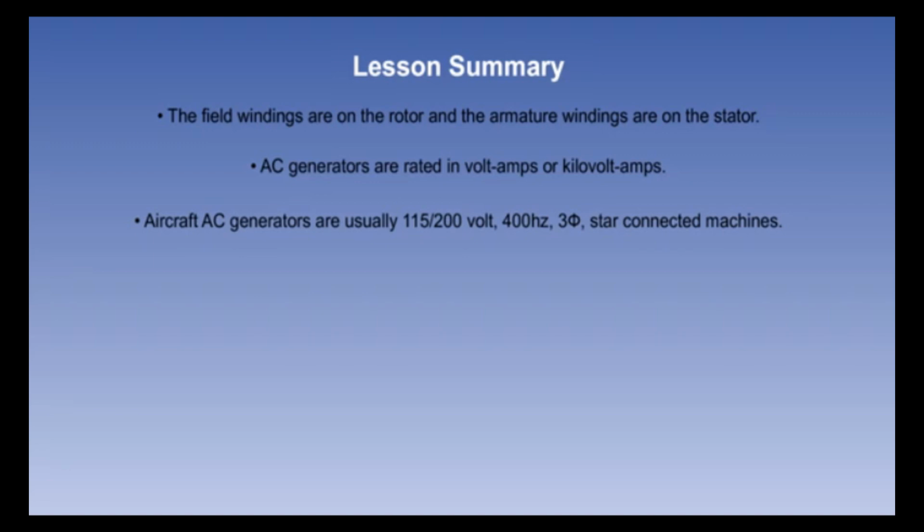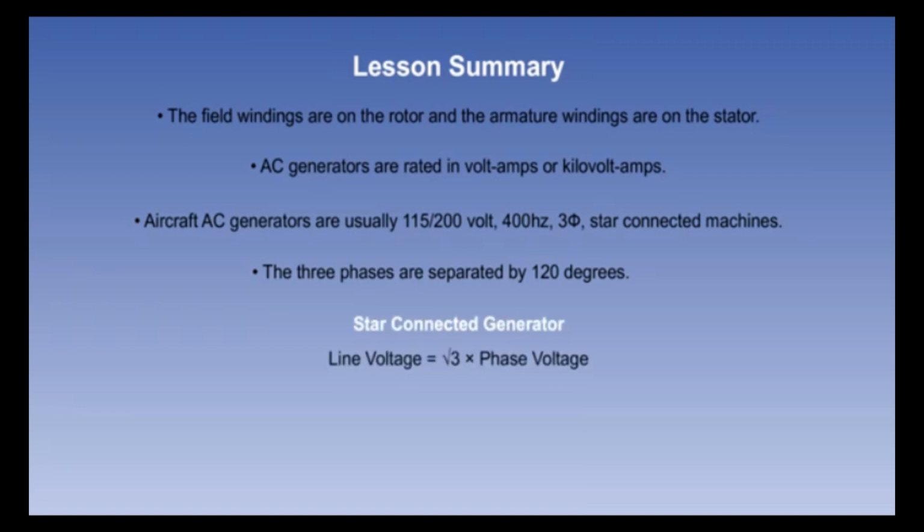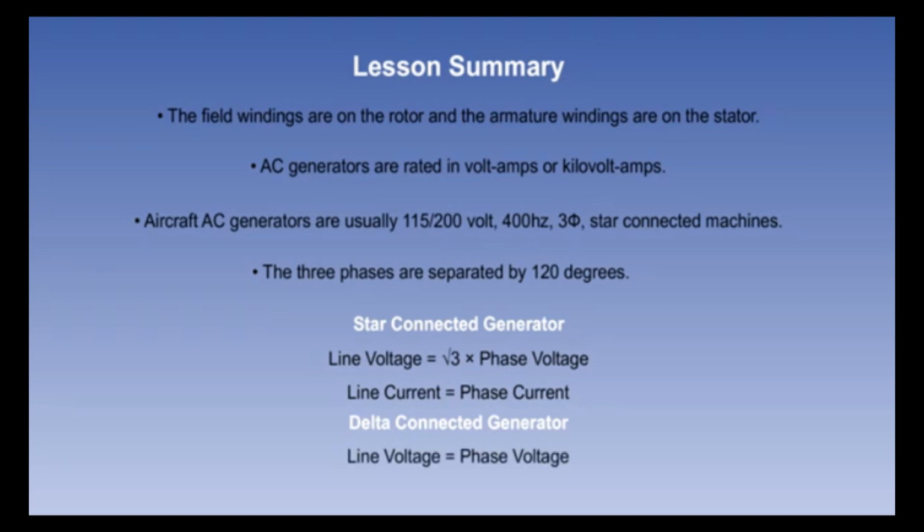Aircraft AC generators are usually 115/200 volt, 400 Hz, three-phase star-connected machines. The three phases are separated by 120 degrees. In a star-connected generator, the line voltage is equal to √3 or 1.73 times the phase voltage. The line current is the same as the phase current. In a delta-connected machine, the line voltage is the phase voltage, but the line current is √3 times the phase current.